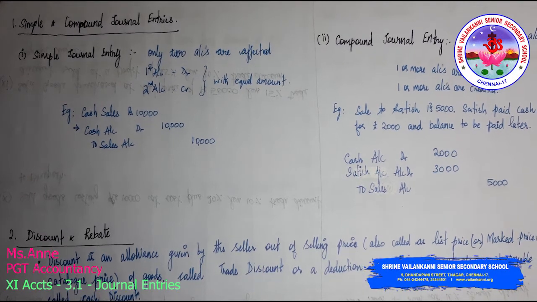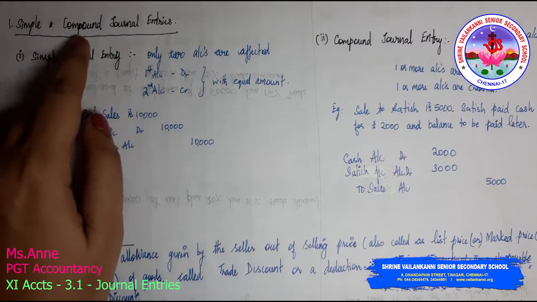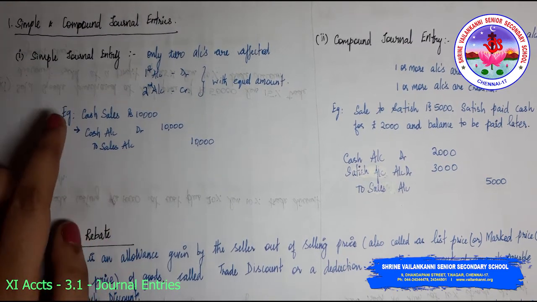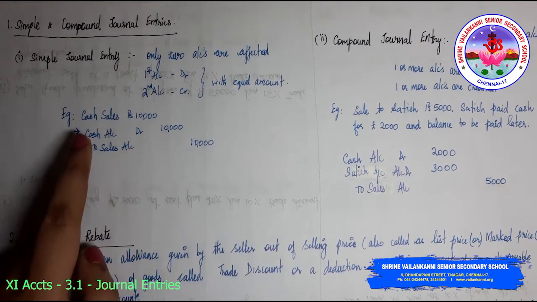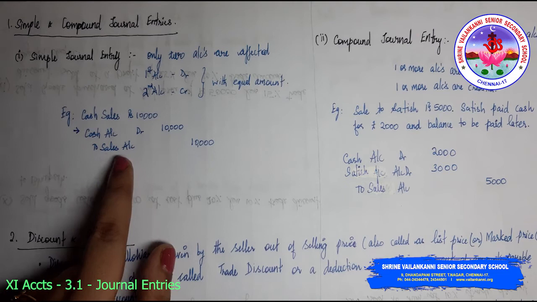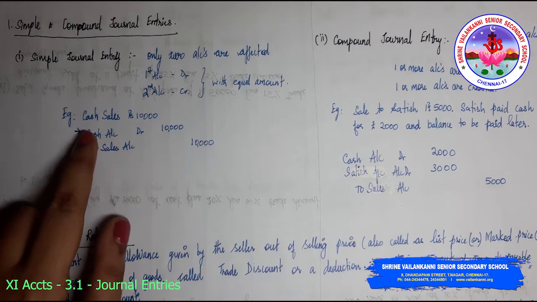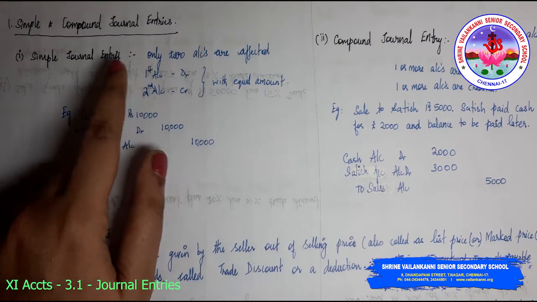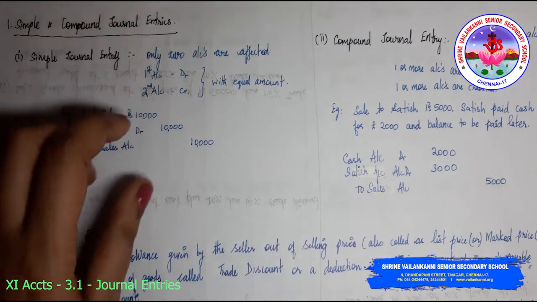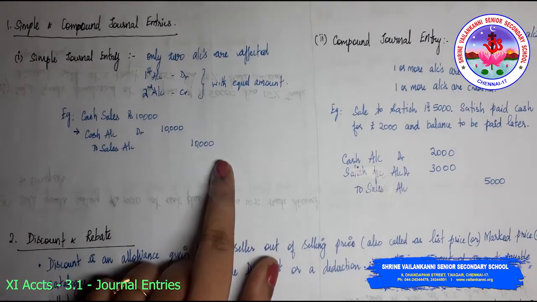This session we are going to discuss a concept which is simple and compound journal entries. Simple journal entries, you know what is the simple journal entry. Say for example, cash sales, you have cash account debit to sales account. Cash is coming in and sales is an income. Sales is a nominal account, sales is an income. So that's why you're debiting cash and crediting sales. So simple journal entry is only two accounts are affected. One is cash, another one is sales, with equal amounts, that is 10,000 and 10,000.